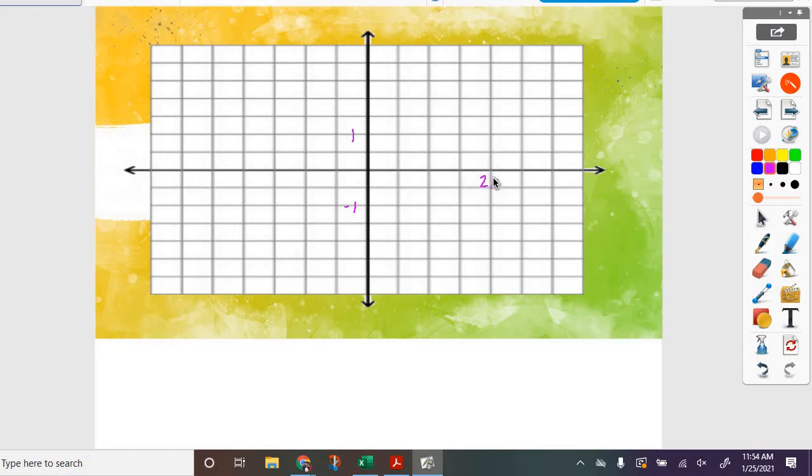Yes? So let's do 1, 2, 3, 4. So this would be 2 pi. Then halfway in between would be pi. And then I have pi over 2 and 3 pi over 2.